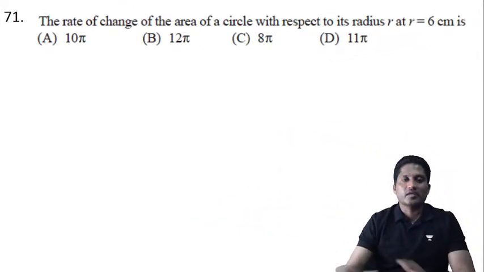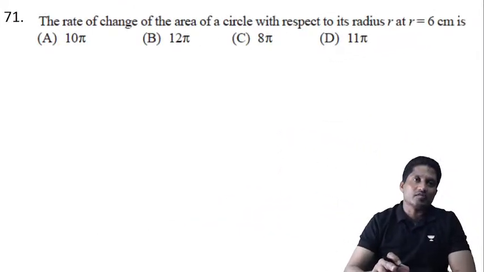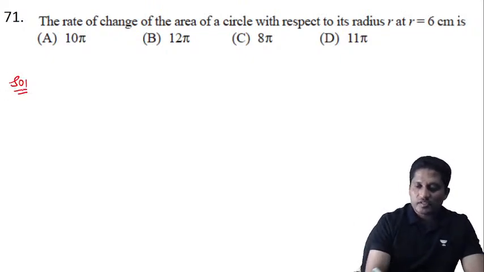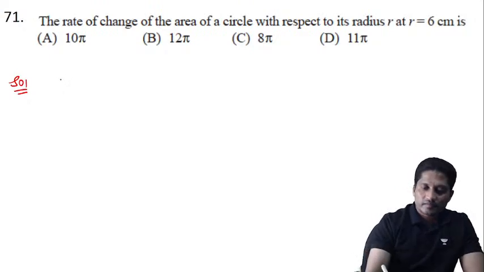Okay, question number 71. These are NCERT MCQs. The rate of change of area of a circle with respect to its radius. Area of a circle is pi r square, right?